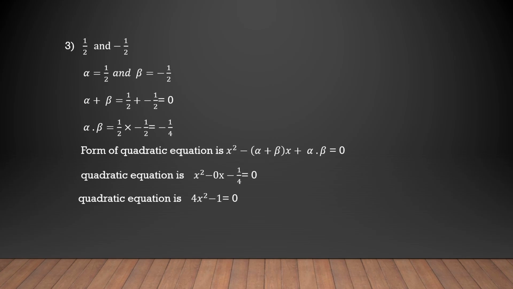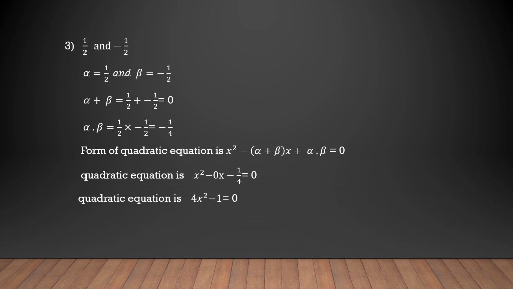Alpha into beta is equal to 1 by 2 into minus 1 by 2, which is equal to minus 1 by 4. 1 by 2 into minus 1 by 2 is equal to minus 1 by 4. So alpha plus beta is equal to 0 and alpha into beta is equal to minus 1 by 4.